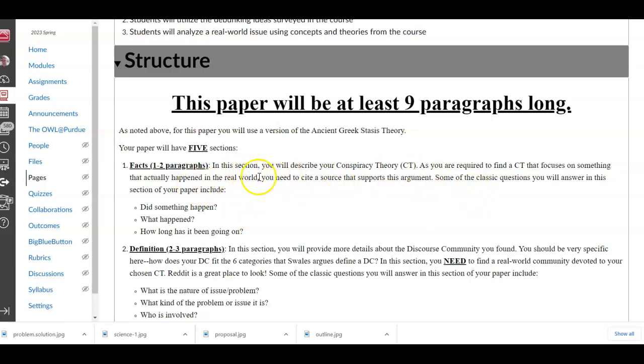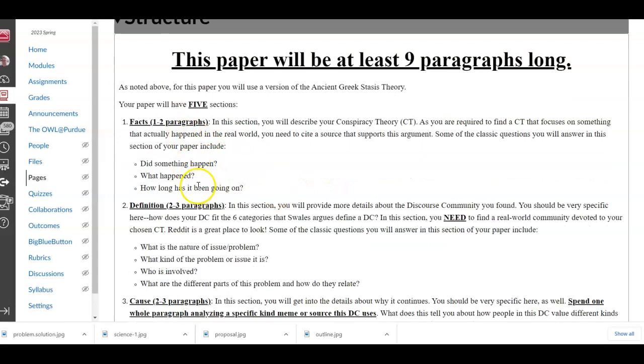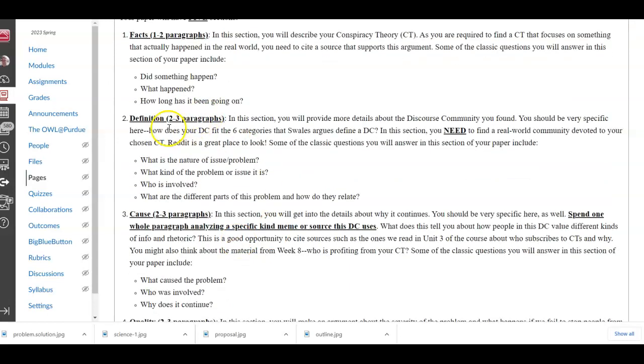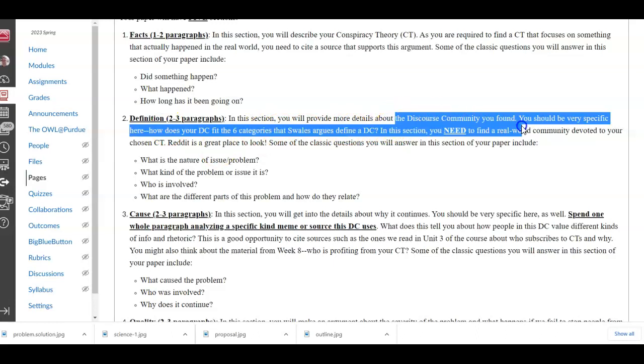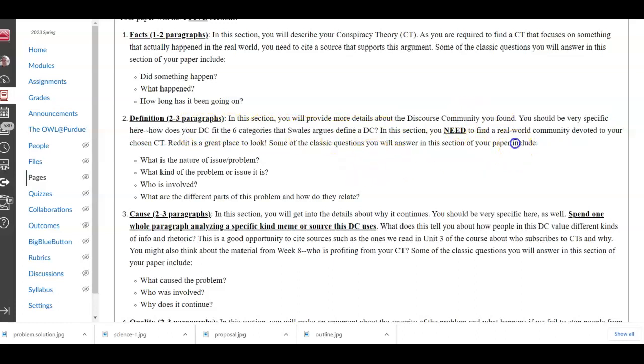It's pretty self-explanatory. This is kind of like a summary beginning. You're just setting up the facts so you can do your analysis. Your second section, you're going to provide more details about your discourse community that you found. You can be very specific. How does your discourse community fit those 6 categories that Swales outlines?